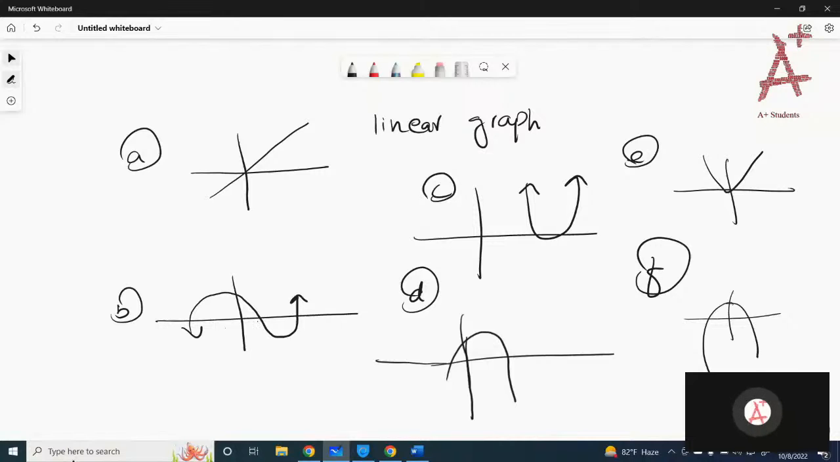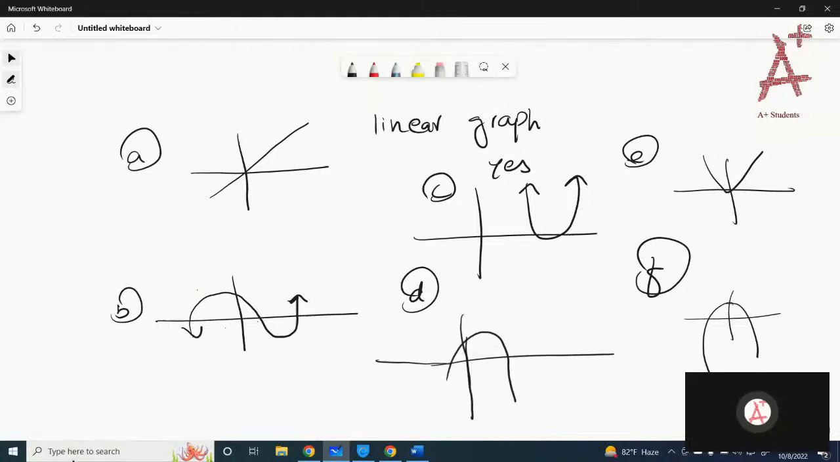Okay, the second one, this is not the quadratic relation. Got it? Because the graph has two openings, this one and this one. So this graph is not a parabola. Yes, this one is a parabola, the graph of the quadratic equation. The graph of a quadratic equation looks like this. Got it? It is U-shaped. It opens upward.